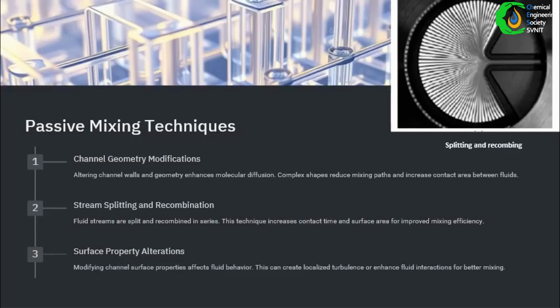They are often achieved by utilizing clever alterations to the channel walls, geometry, or surface properties. The core principle behind passive mixing is to enhance molecular diffusion by increasing the contact area or contact time. All the passive mixing techniques revolve around these principles. The most used is split and recombination of streams, in which a stream is divided into confluent streams and then further recombined.